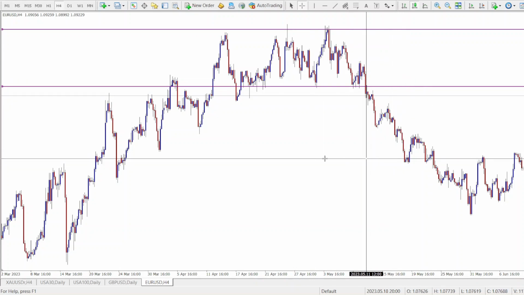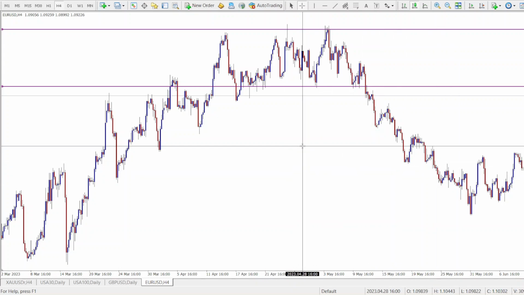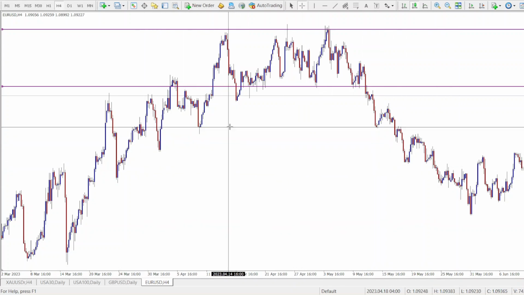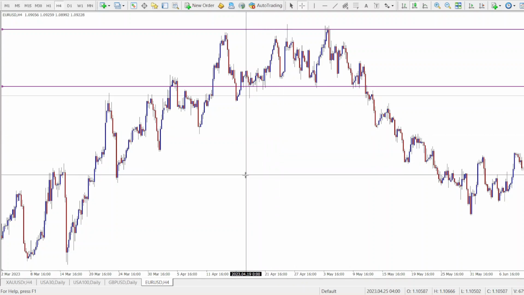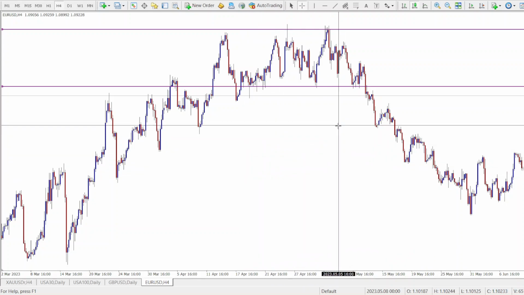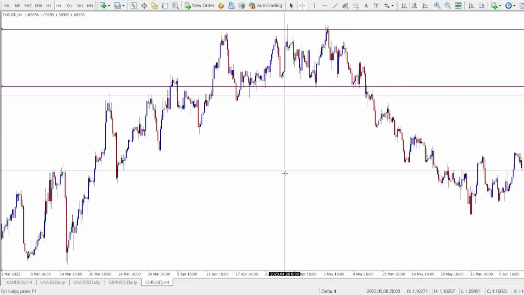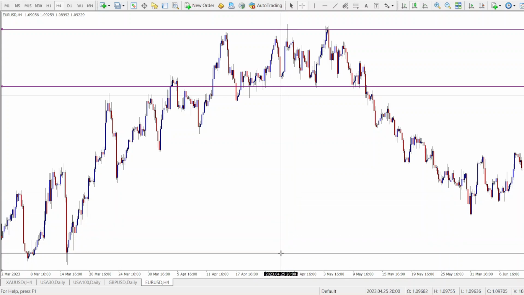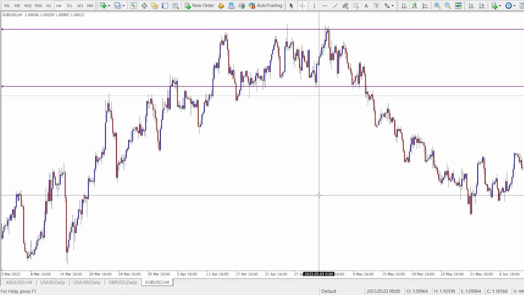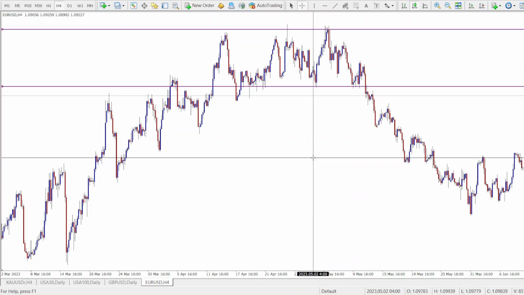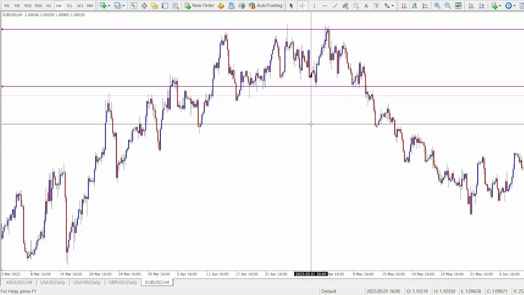Then you can look for the nearest support. This is a support level, this is another support level, this is another support level. You can just use the nearest support, or if you want to catch a longer move, you can look for a further support and set your take profit. Remember, you can also use other indicators for additional confirmation.